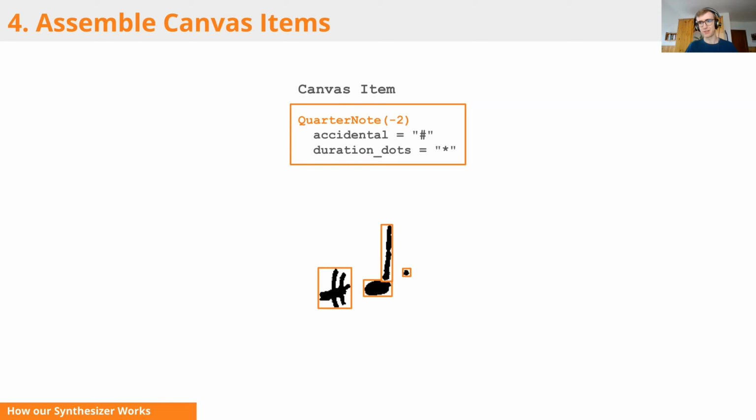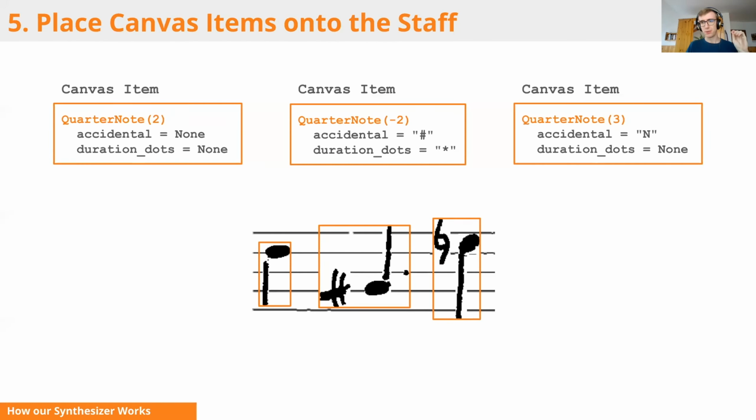This is done by some handcrafted rules, and this will form the assembled canvas item. And we do this for all the other canvas items, and then we place them onto an empty staff from left to right with some variable padding added in between them.